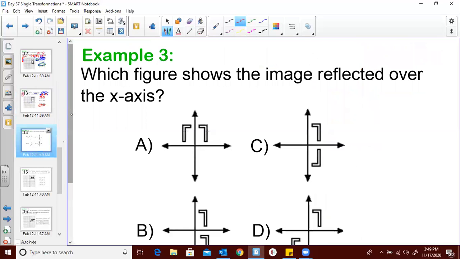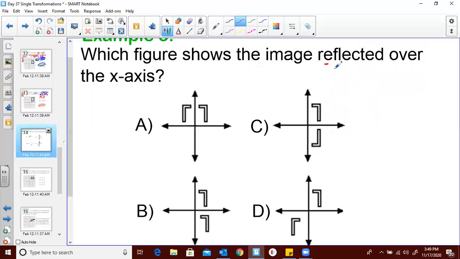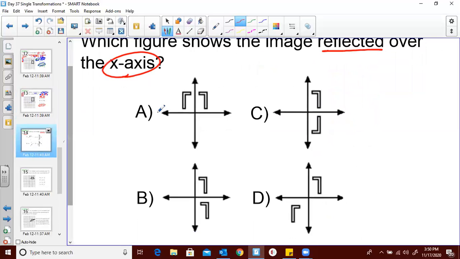All right, which figure shows the image reflected over the x-axis? All right, first things first, we need to figure out what our x-axis is, and this is in fact our x-axis. So if you're looking at this, let's start with A. If you look at this and you think the answer is A, you're incorrect because this is in fact reflected over the y-axis. And we want it to be over the x. So A is going to be out.